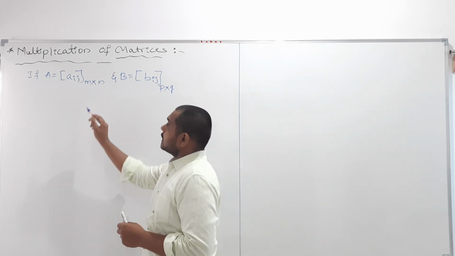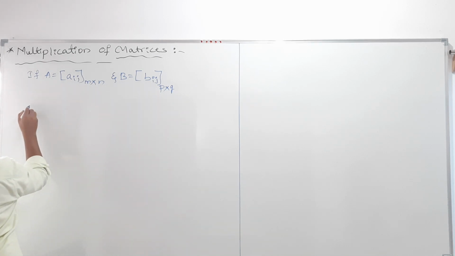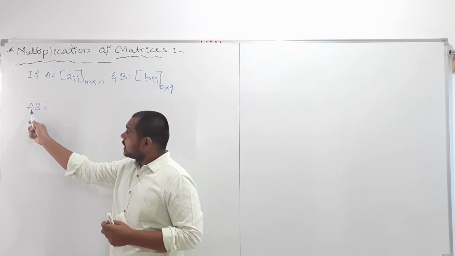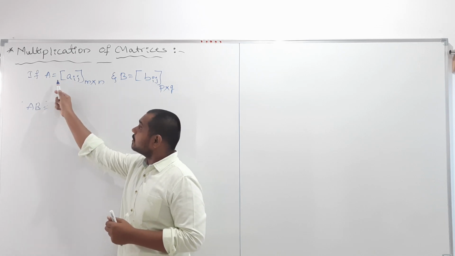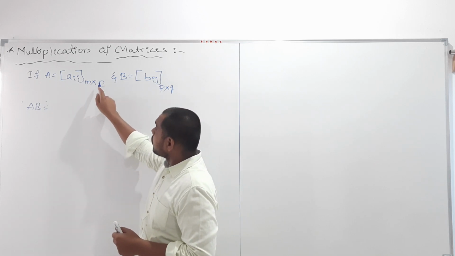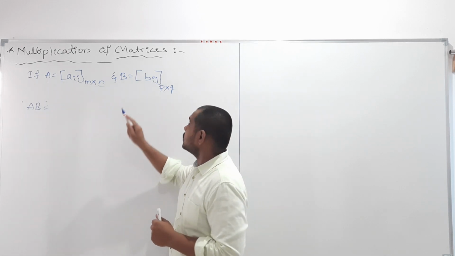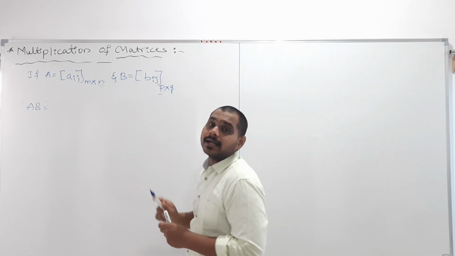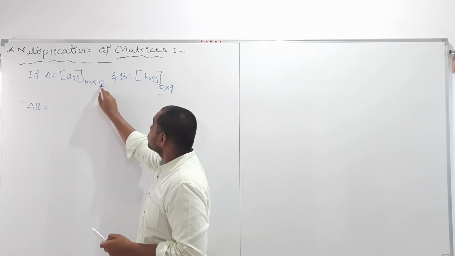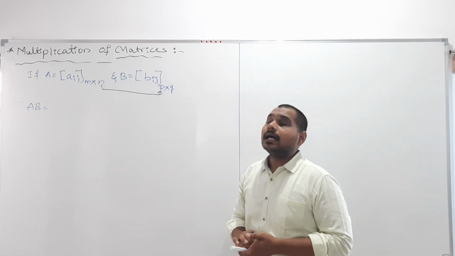That condition is: if I want to multiply A into B, then we should check how many columns are there in the matrix A. Here n columns are there, and the number of columns in A must be equal to the number of rows in B. In the given matrix A, n columns are there, so n must equal p, and p is the number of rows in the given matrix B.